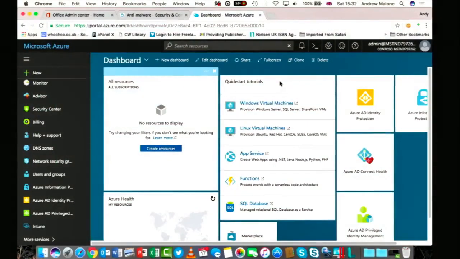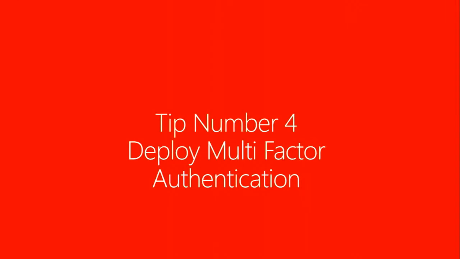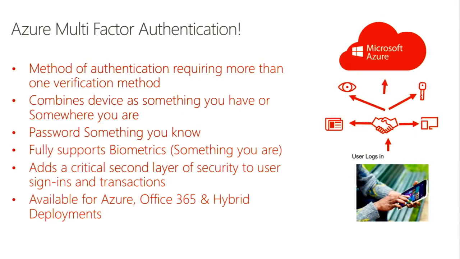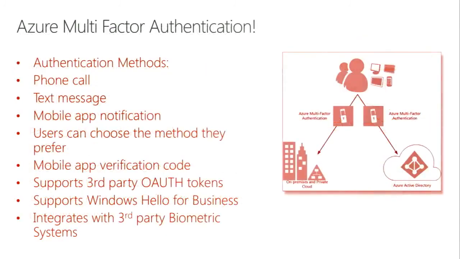Okay, so tip number 4, deploying multi-factor authentication. Multi-factor authentication, as I've said, is an absolute must on the network. The problem is, in the past, it was terribly complicated. We used to have text messages and phone calls. It kind of reminds me of the day when we used to activate Windows. Remember, we used to have to phone that number and read all those numbers out. Now we don't need to do that, of course. Why? Because we've got biometrics.